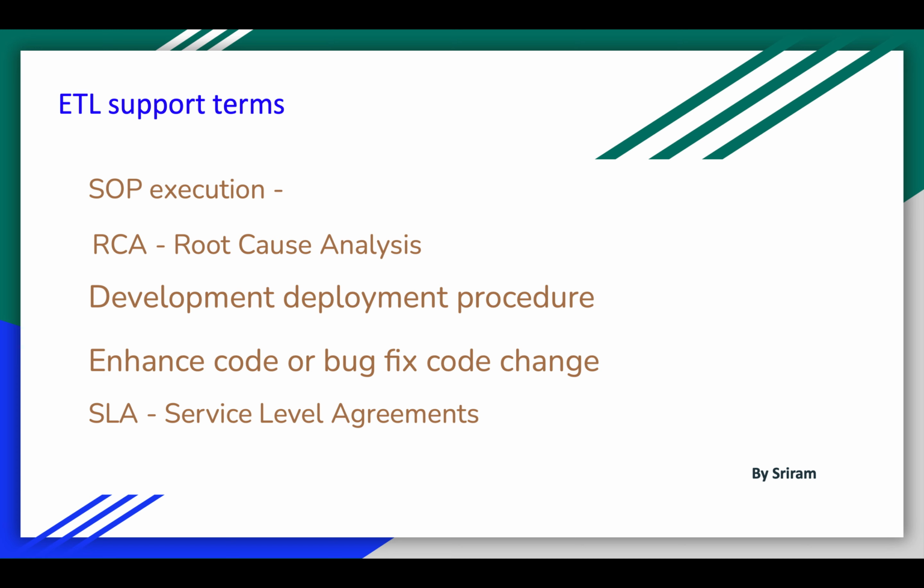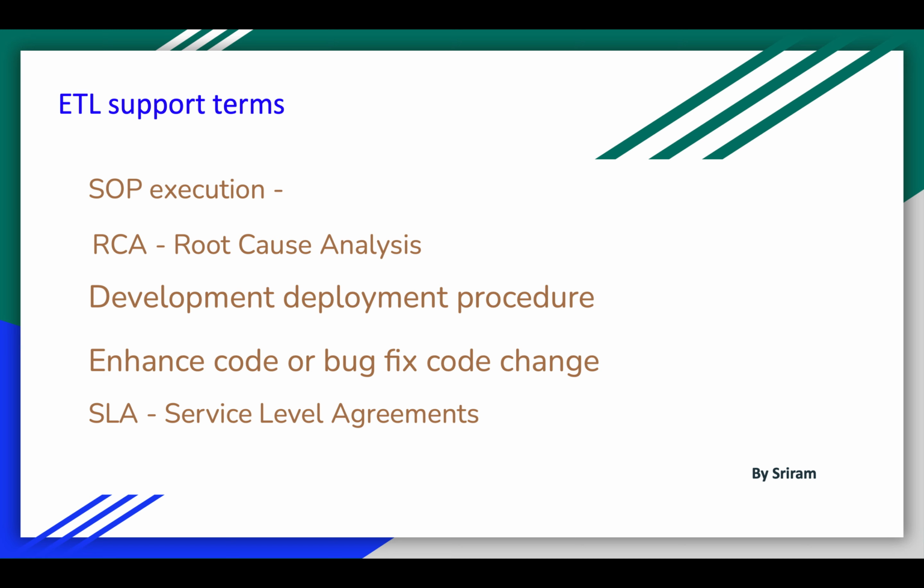SLA is a service level agreement that is between the application owner or business and the production support team company. There are 3 different types of severity issues. Severity 1 issue, say for example production has failed with some issue, that has to be immediately investigated and sorted out within 30 minutes. That is a severity 1 issue.